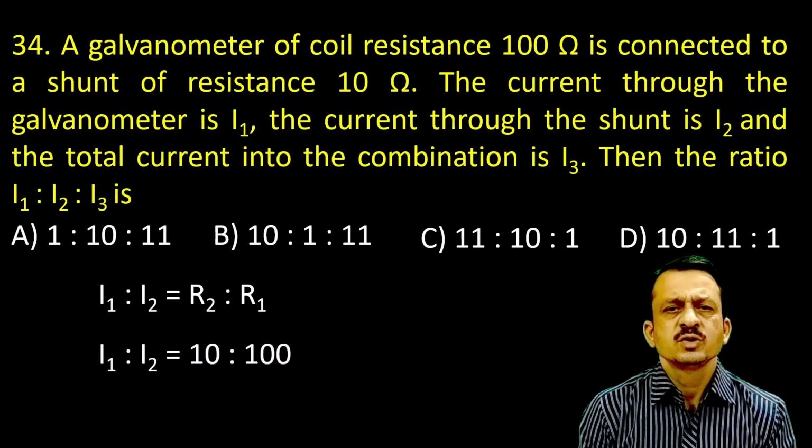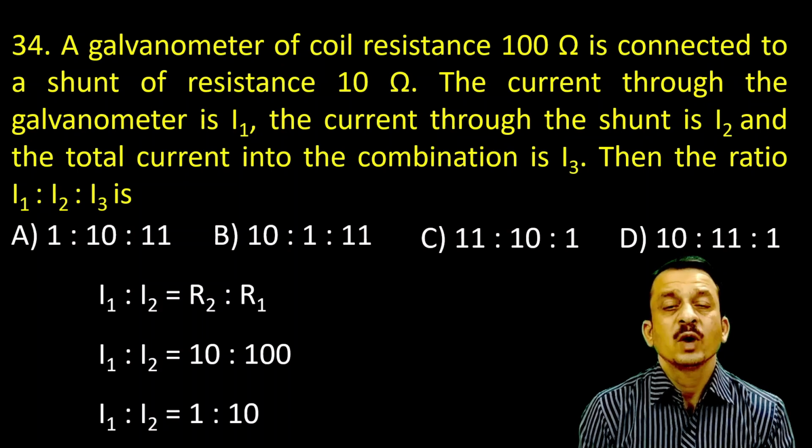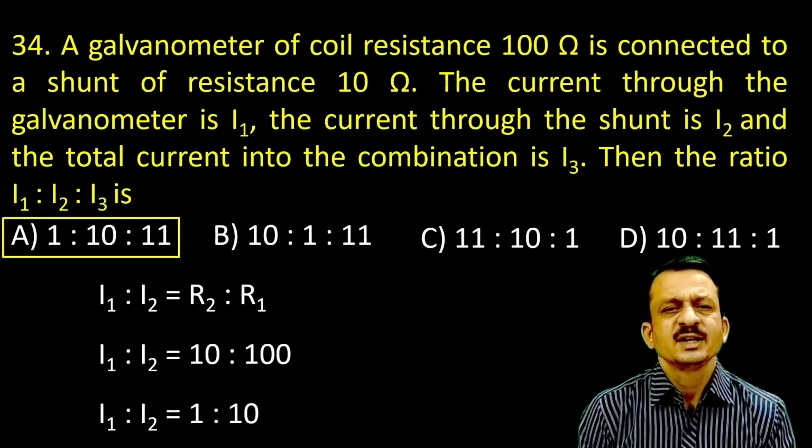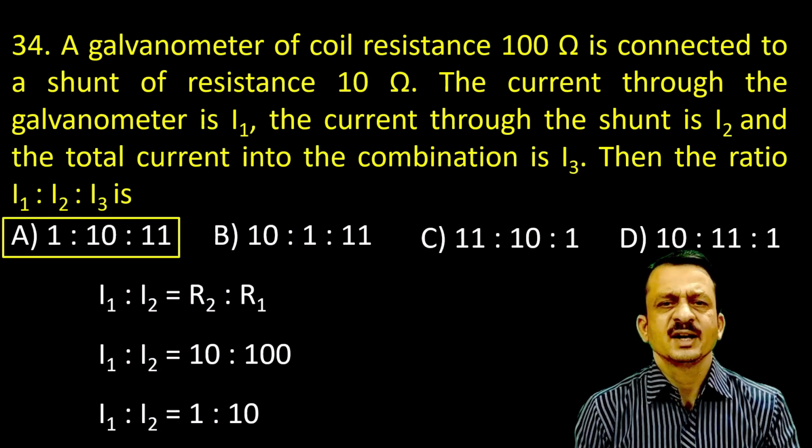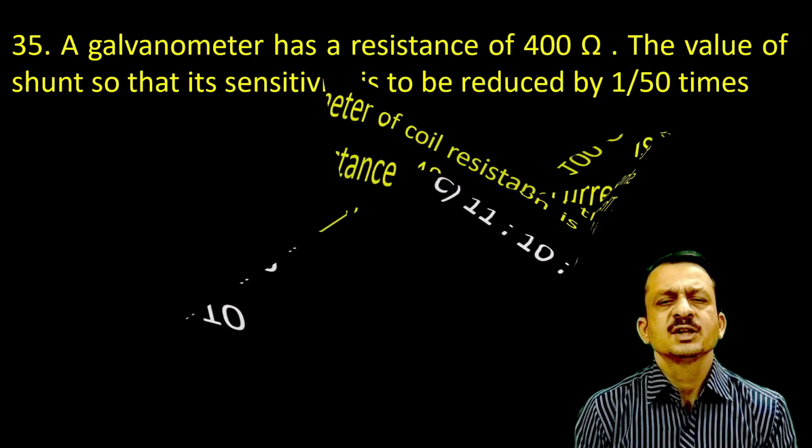Now, I1 is to I2 is equal to the shunt resistance R2, that is 10 ohm, and the resistance of the galvanometer, it is 100 ohm. Therefore, the ratio of I1 is to I2 becomes 1 is to 10. But I1 plus I2 is I3. Therefore, I1 is to I2 is to I3 becomes 1 is to 10 is to 11. Hence, A is the right answer here. Move on to the next problem here.